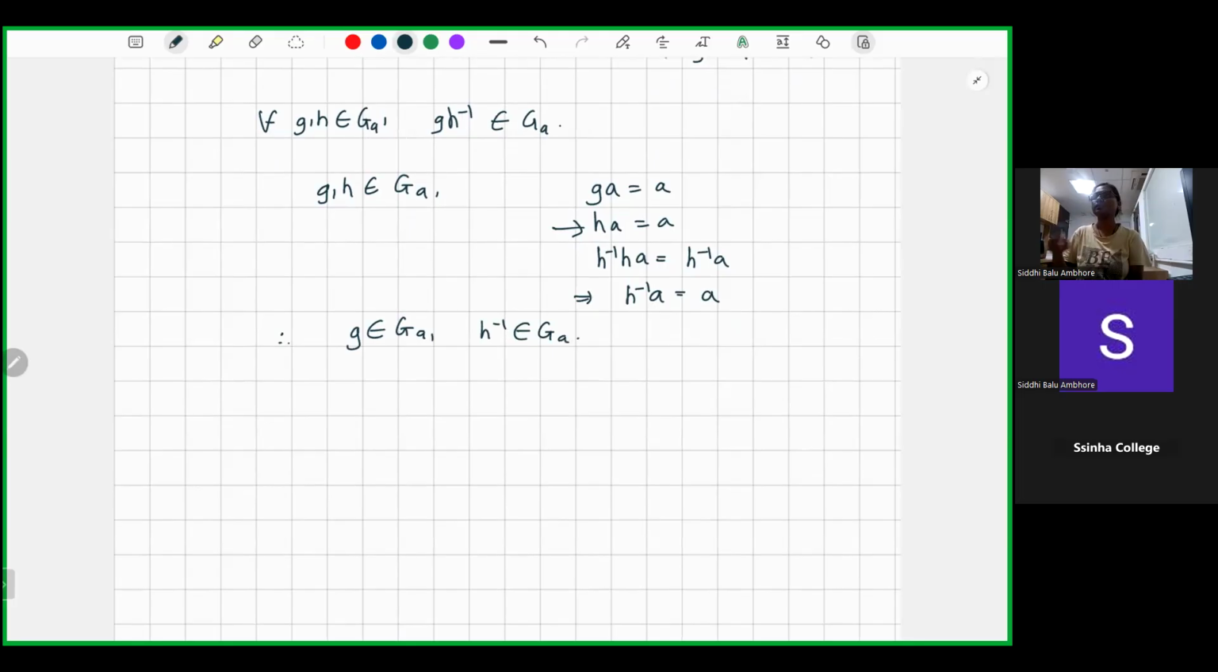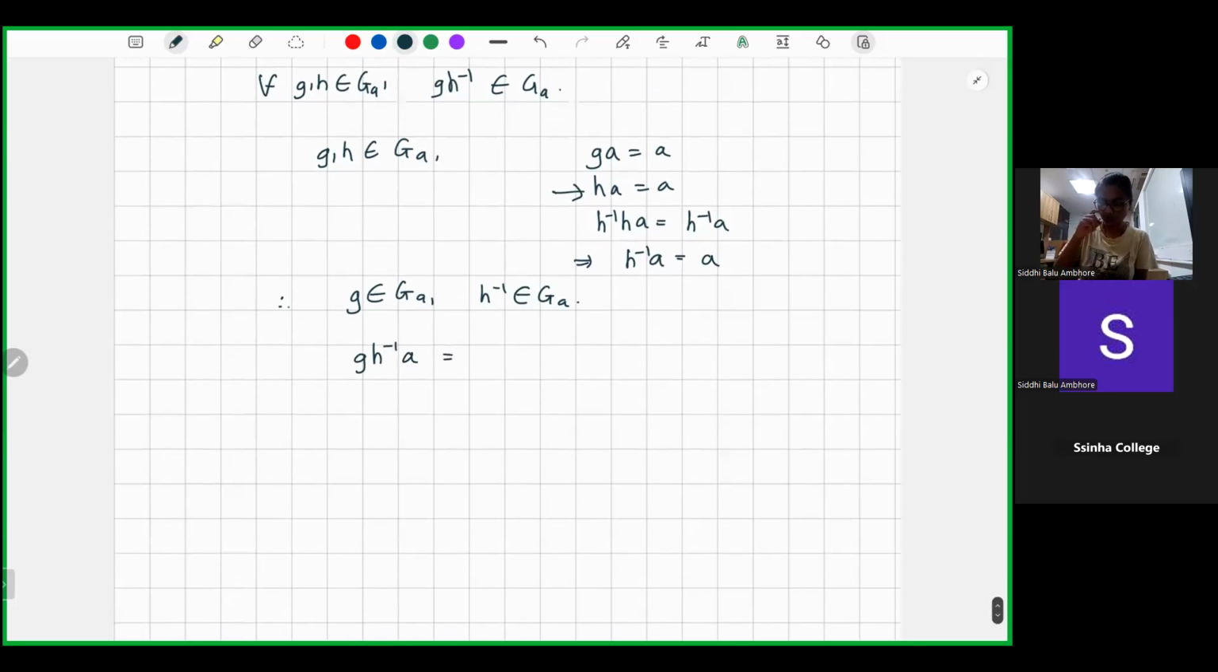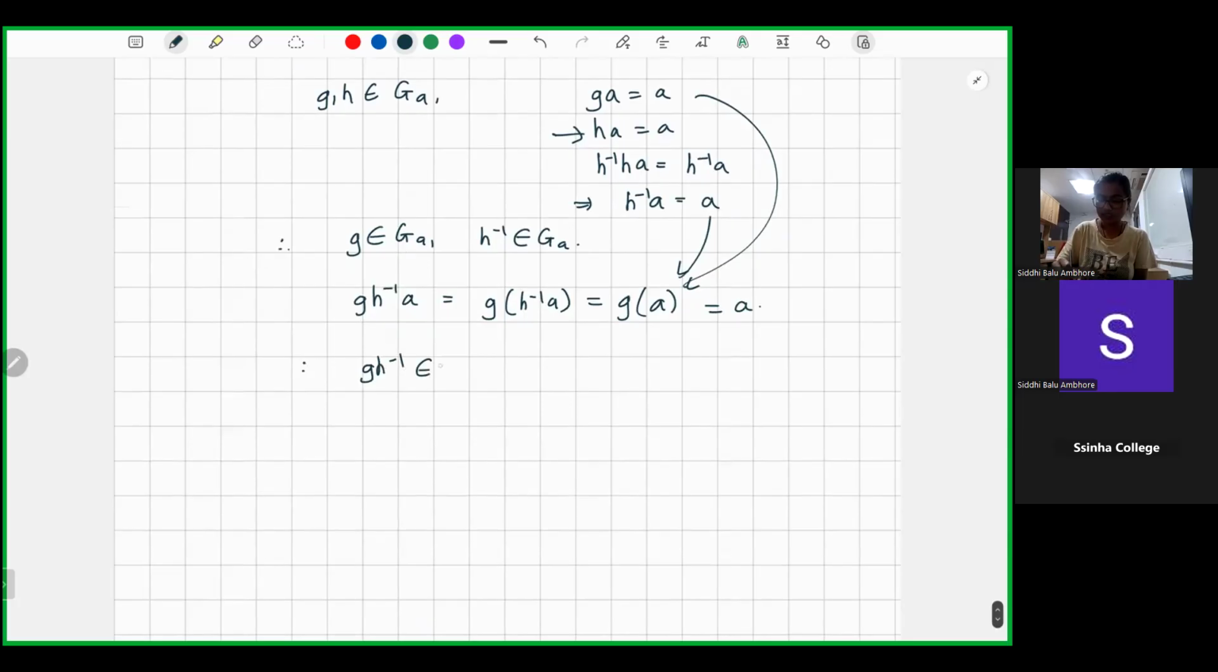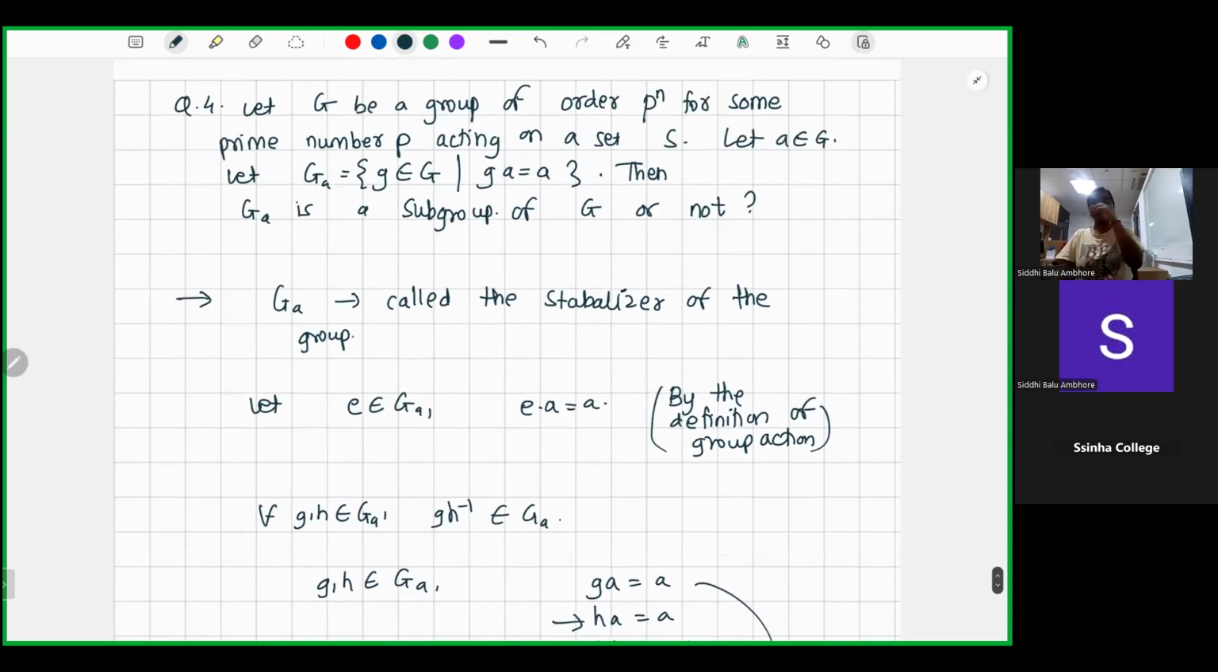So now I have to check whether this GH inverse belongs to GA or not. But GH inverse into A is what? G into H inverse A, right? And that is G into, from here I get A, and GA is anyway equal to A. So therefore this GH inverse belongs to GA. And this was true for all my G and H in G. So this stabilizer is actually a subgroup of G.